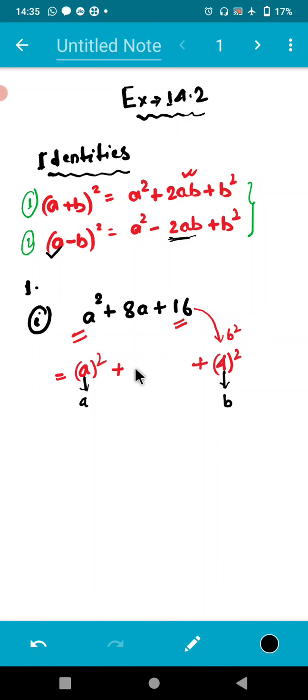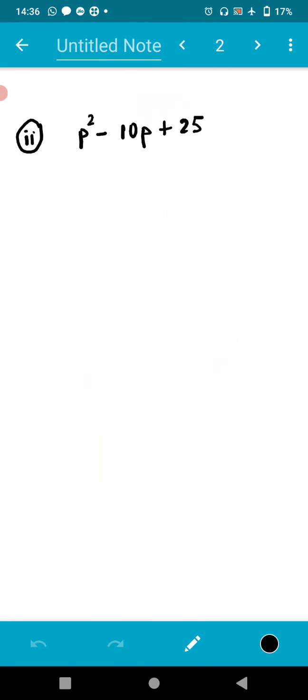Now what to write in between these 2 terms? That is 2ab. So 2 is already in the formula, so we'll write 2 here, and a into b. What is a? We have considered a as a only, and b as 4 only. Now just after this step you can directly write the form (a plus b) whole square. In place of a we have a only, plus, and in the place of b, 4. So you will write (a plus 4) whole square. I hope you have understood this one. Now let's move on to the second question.